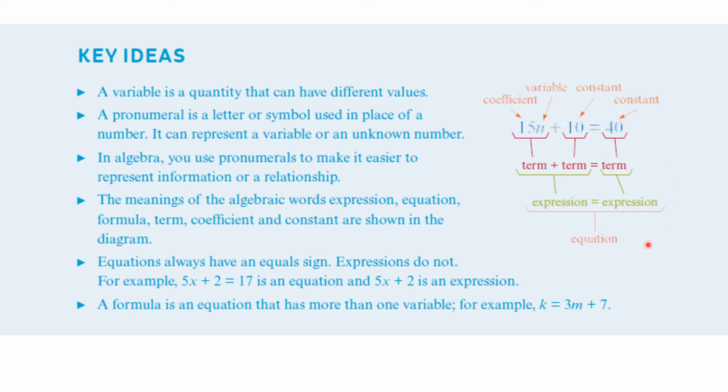Now this last bit here in the pink, this whole thing together, including the equal sign, we call this an equation. So all of these things together make up, finally, an equation. But remember, it has to have an equal sign.